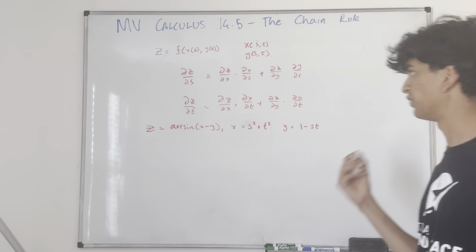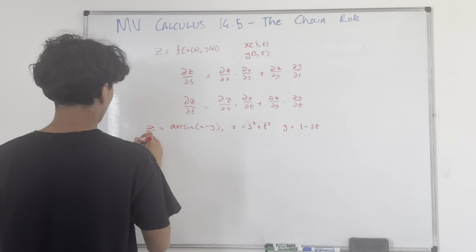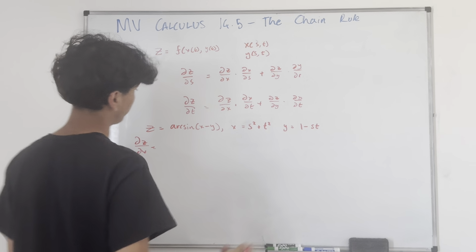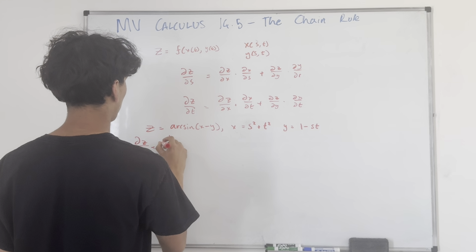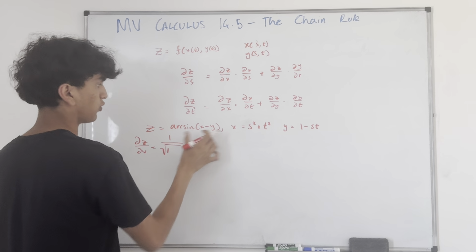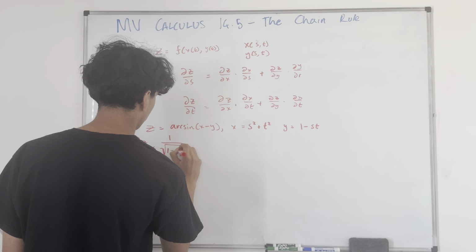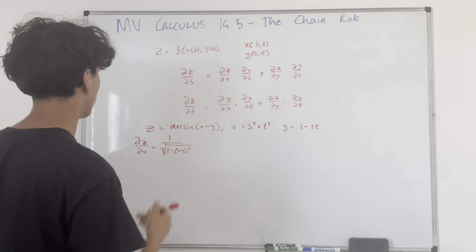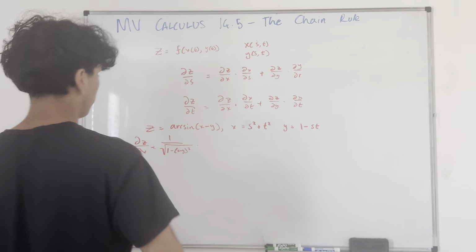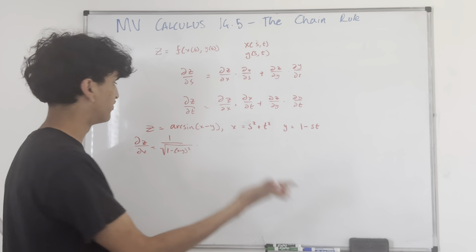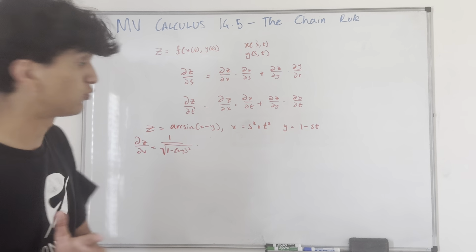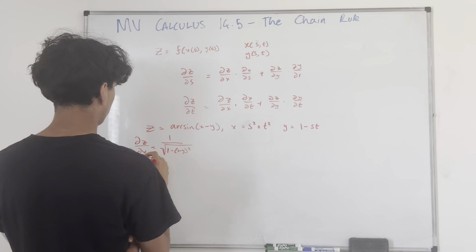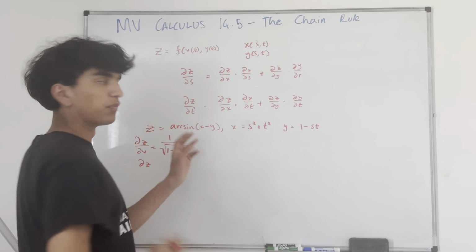So let's find all the partials that we need. We need partial z partial x. I'm working with the z function here, and it's an arc sine. So the derivative of arc sine is 1 over root 1 minus whatever your input is squared, so 1 minus x minus y, squared. And that's hopefully a derivative you remember from Calc 1. Let's multiply by the derivative of the inside, which is pretty nice. The derivative of x minus y with respect to x is just 1, because y is a constant. So we're multiplying by 1.